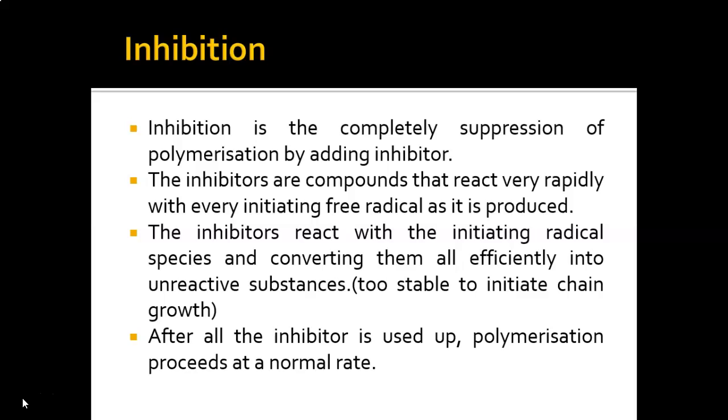Inhibitors are compounds that react very rapidly with every initiating free radical as it is produced, and it reacts with the initiating radical species and converts them all efficiently into unreactive substances. After all the inhibitor is used up, polymerization proceeds at a normal rate.